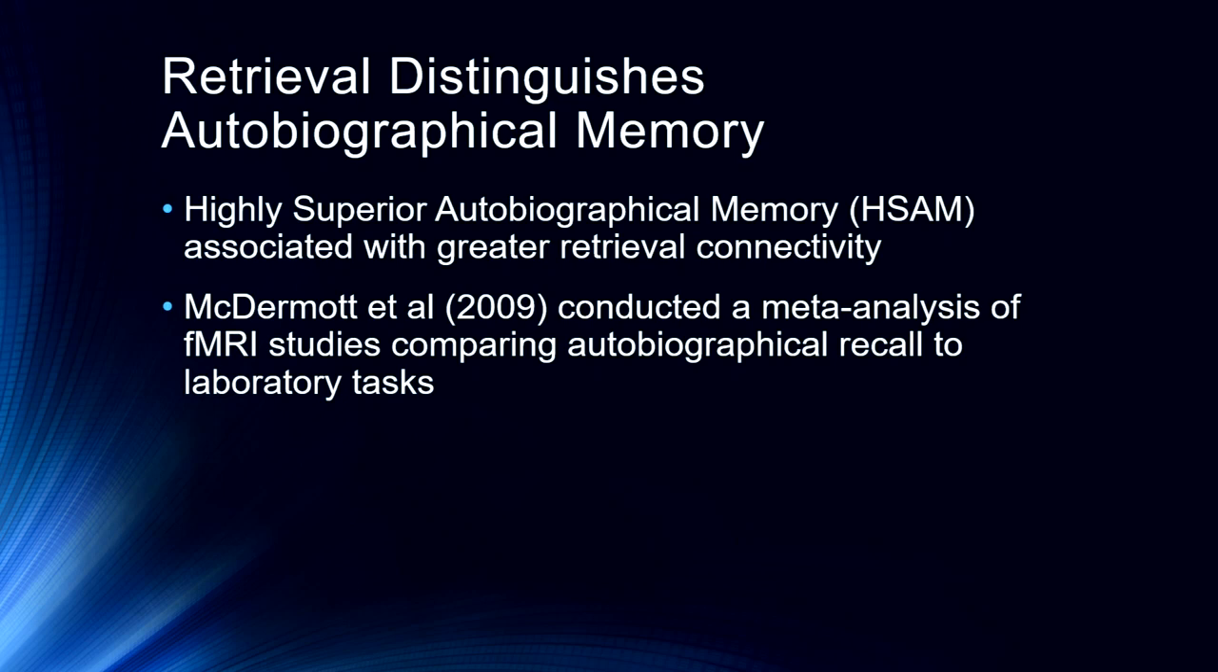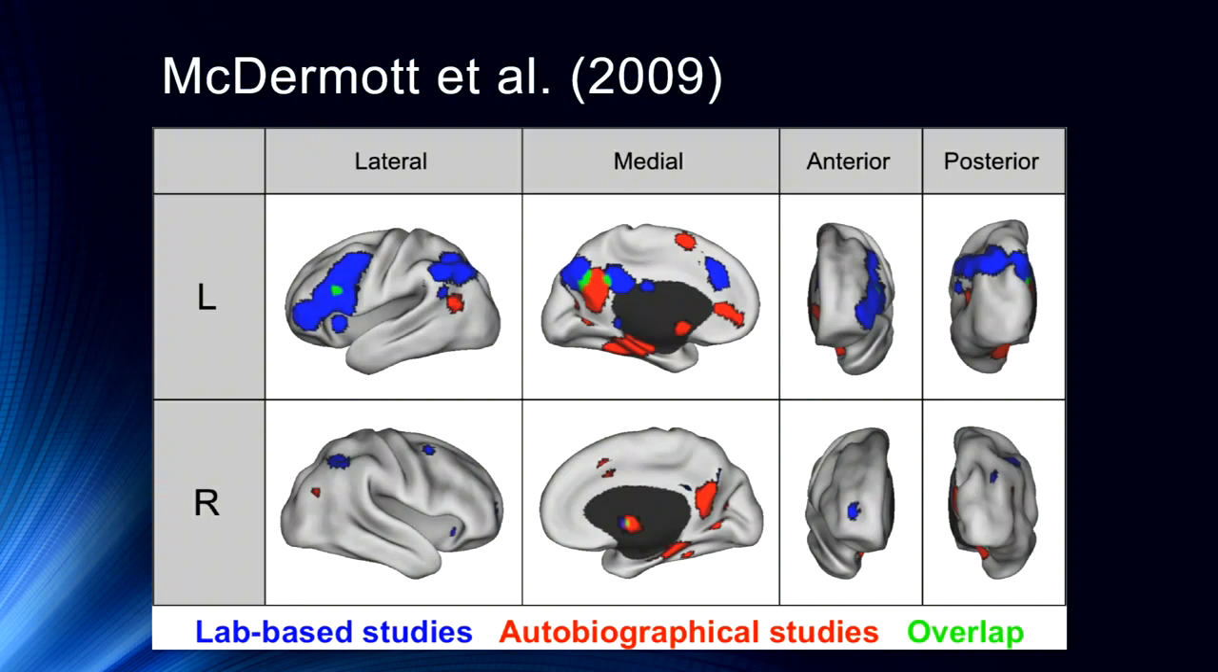Kathy McDermott conducted this really interesting meta-analysis of fMRI studies comparing autobiographical recall to sort of laboratory tasks. And so I want to take a look at that data. In blue are the lab-based studies. In red are the autobiographical studies. And the brightest green are areas that overlap between the two. One of the things you can see is the lab-based studies really involve the dorsolateral prefrontal cortex and some other areas like that a great deal more than the autobiographical memory studies.